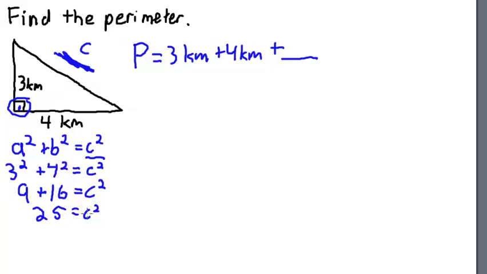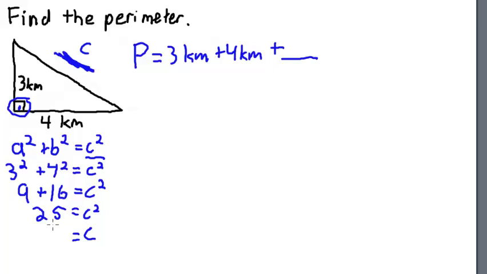However, now that we have c squared, we're still not quite done, because the length of the unknown side is actually c, not c squared. So we need to find what c is. Now to find c, we just have to square root both sides.